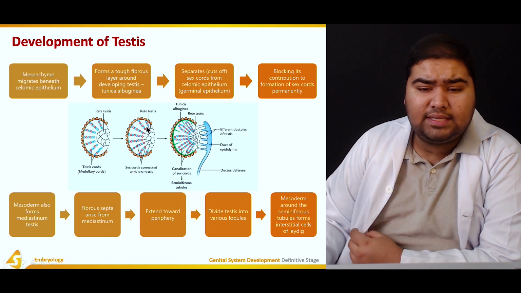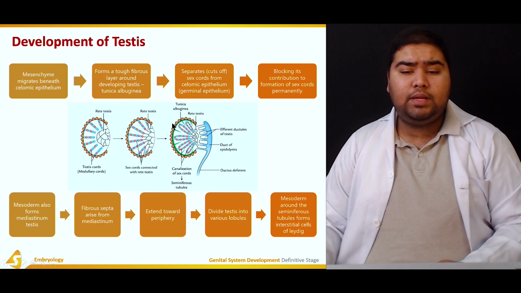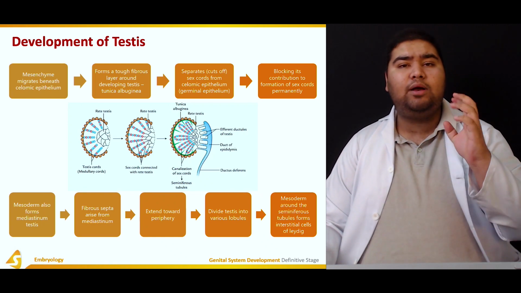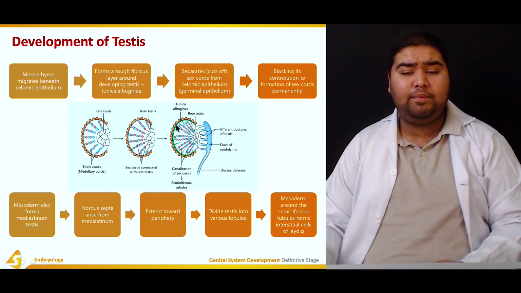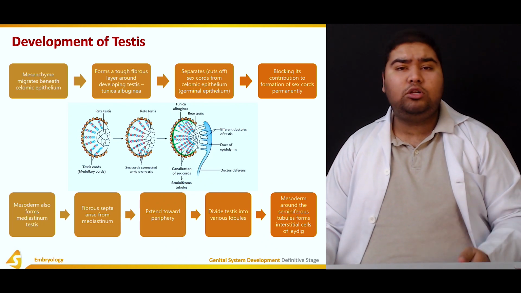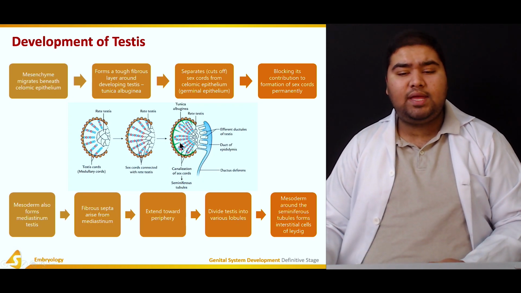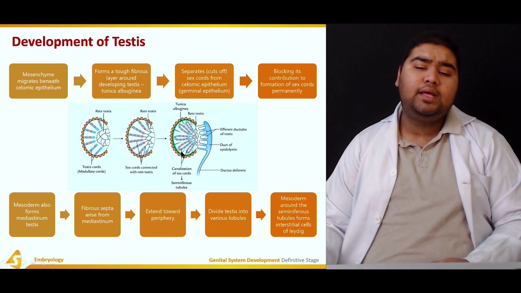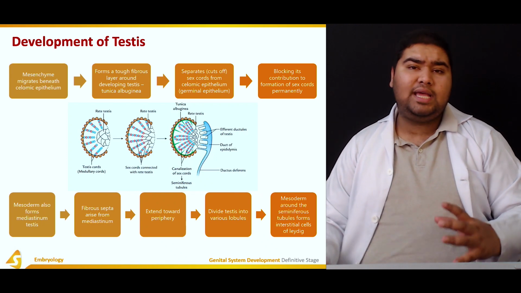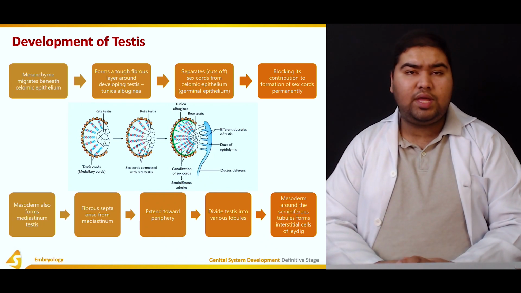At the same time, the mesenchyme now comes to lie beneath the coelomic epithelium. When the mesenchyme comes to lie beneath the coelomic epithelium, it forms a tough layer of tunica albuginea, which separates this coelomic epithelium from the developing seminiferous tubules. So now this coelomic epithelium will not contribute any more cells to the developing sex cords. At the same time, various fibrous septa are formed in the mediastinum of the testes, and they extend towards the periphery. These septa now divide the testes into various lobules.